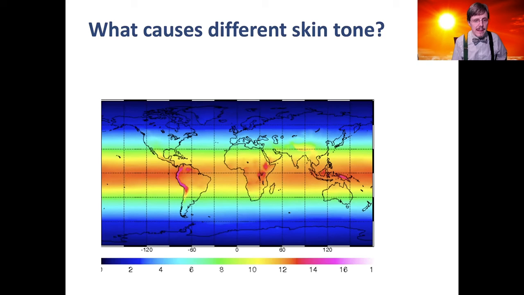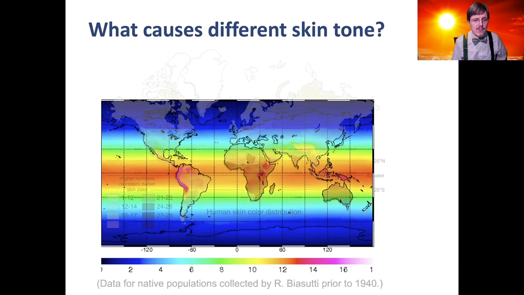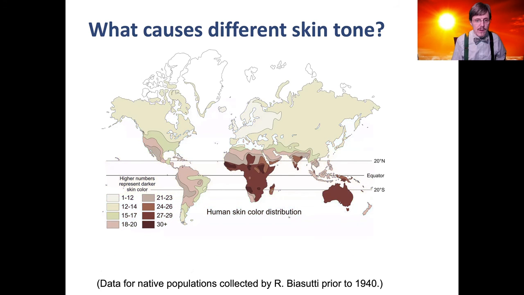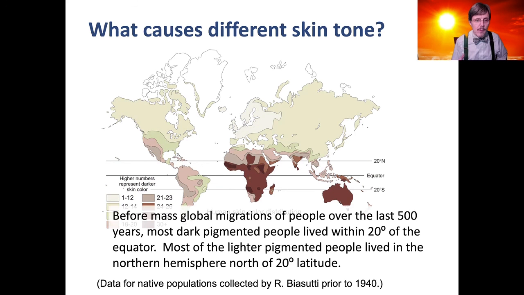So this is the same plot I just showed with the ultraviolet radiation as a function of latitude on the planet. And I'm now going to overlay that with measurements of human skin color, how dark the skin is across the planet. And this was measured in the native populations prior to 1940. And we see that, in fact, there is definitely a correlation between darkness of skin and the latitude. In particular, before there were mass migrations of people over the last 500 years, most of the dark pigmented people lived within about 20 degrees latitude of the equator, and most of the lighter pigmented people lived outside of that, mostly in the northern hemisphere, north of 20 degrees latitude.